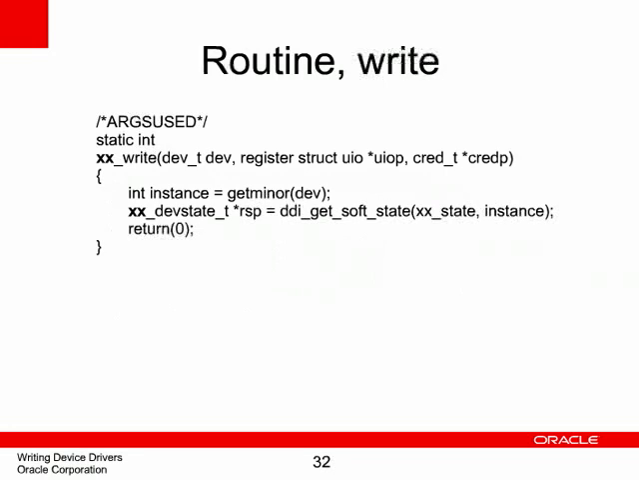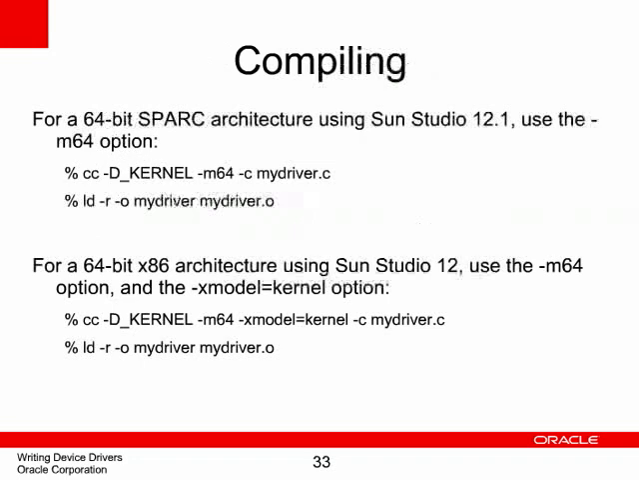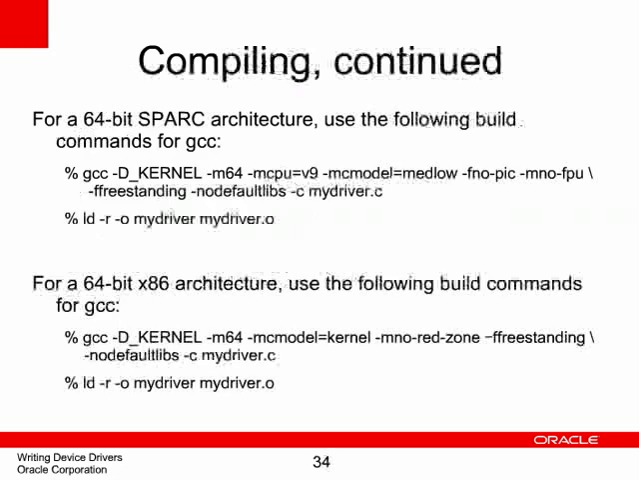Now, you can compile a device driver. I've provided the commands here for compiling and linking. Again, there's no main segment. You're just linking an object file that's going to be loaded into the kernel. Here's an example for SPARC and x86 using the Studio compilers. It's also possible to use GCC, and I've provided the commands for linking and compiling here.